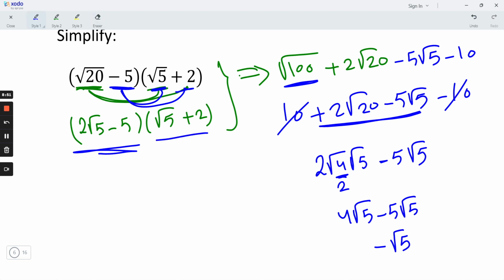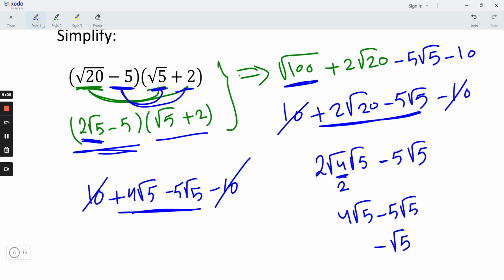So here directly, 2√5 times √5, you will get 10. Then you will get 2√5 times 2, plus 4√5, then minus 5√5, minus 10. Minus 10 plus 10 is 0, the leftover is this, so here minus √5.